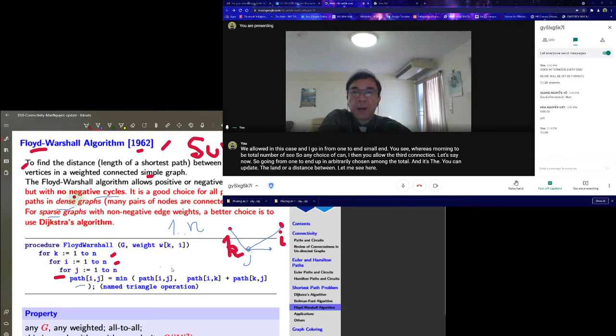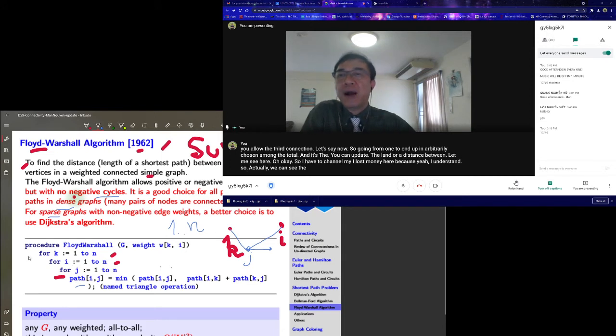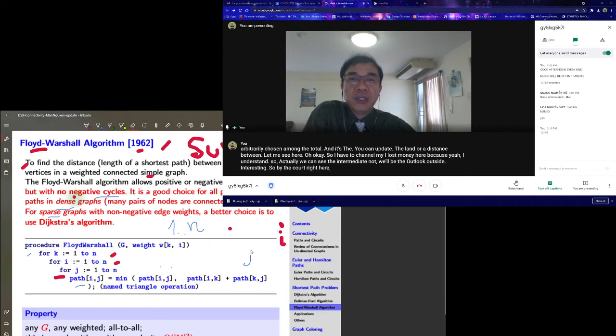Okay, so I have to change my announcement a little here because I understand. Actually, we consider the intermediate node to be the outer loop, the outside loop. Interesting. So by the code right here, actually we have to say that the inner loop is more important. So I have to redraw the triangle for you to understand the idea.